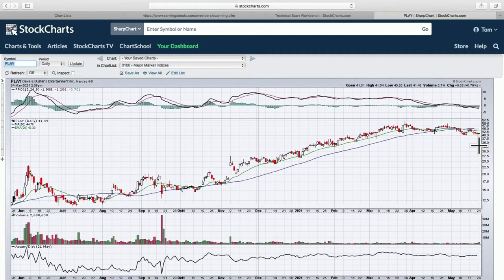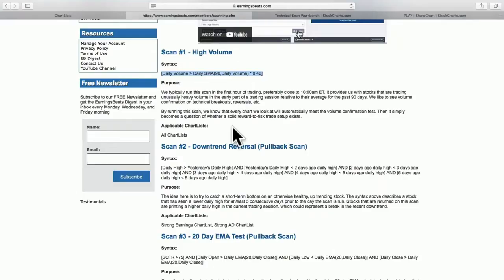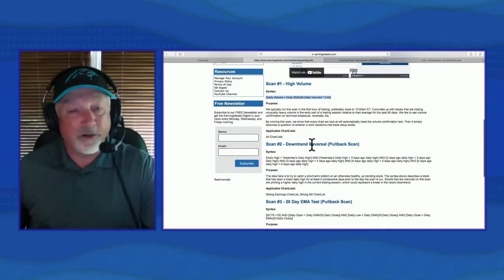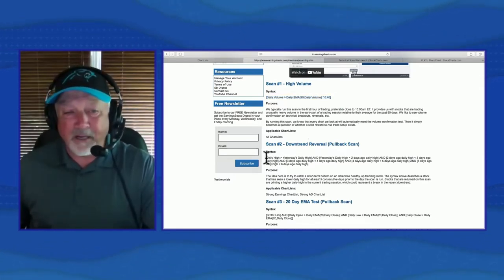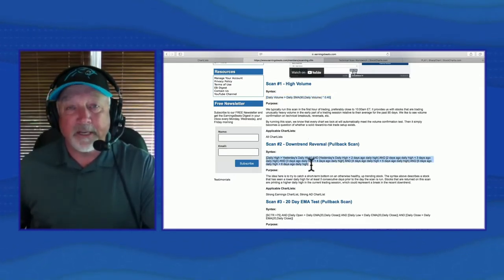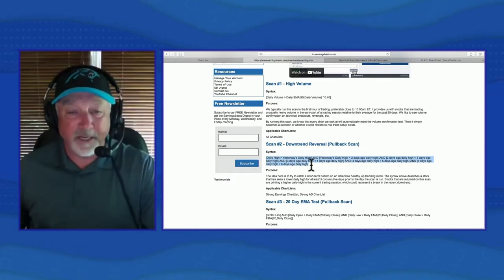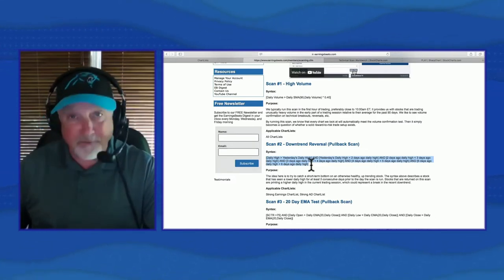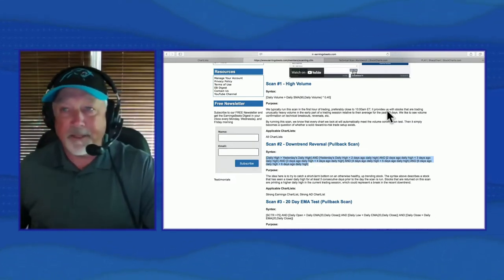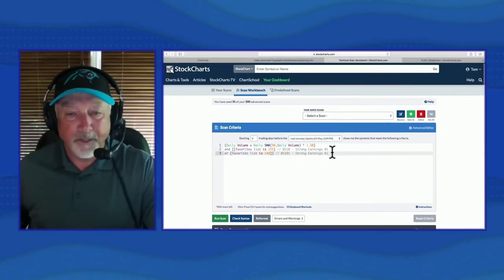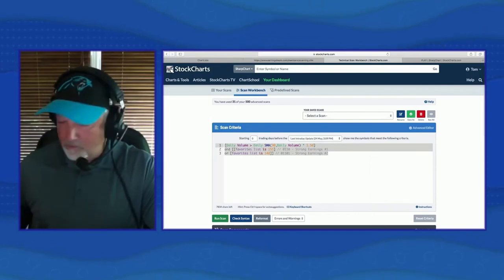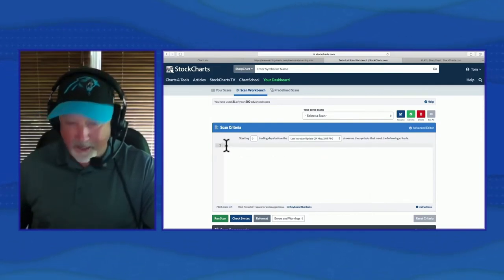So that was just one quick scan. One of our favorite scans at EarningsBeats, and a lot of what I hear from our members, is our downtrend reversal scan. This is a scan that looks for companies that have been moving lower for a series of days, in this case, five days. And so I'm going to copy that. We'll go back over to the scan engine, get rid of all this information. I'm going to now drop in the scan syntax.